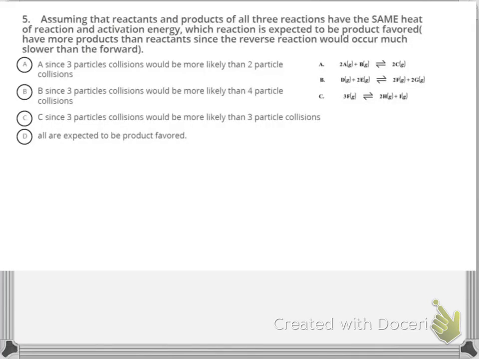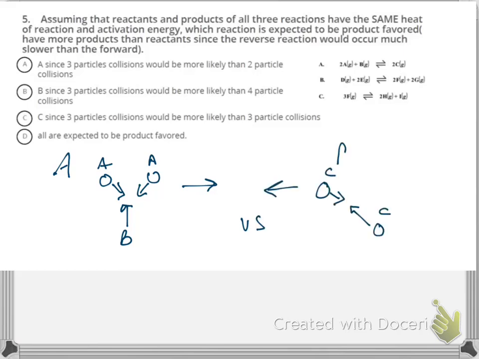In this case, we had lots of questions regarding configuration effectiveness. Hopefully it makes more sense now after today's lecture. And so we look at reaction A. We have 2 A's reacting with 1 B, so 3 particles colliding in the forward direction. In the reverse direction, we have only 2 C's colliding.